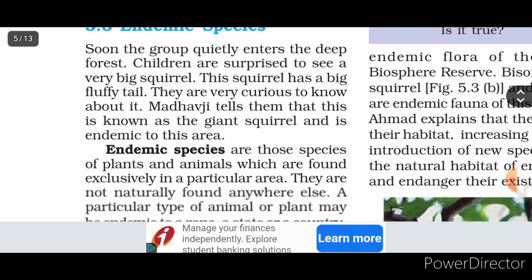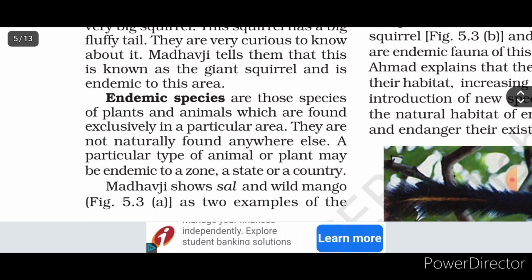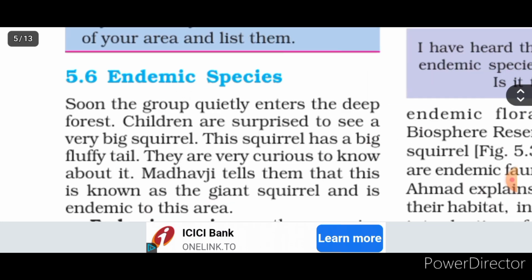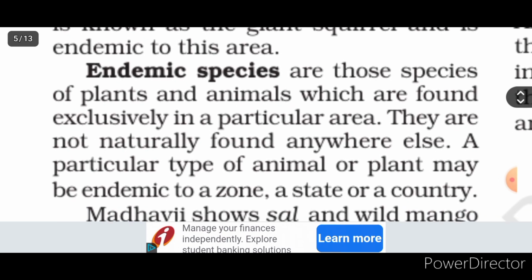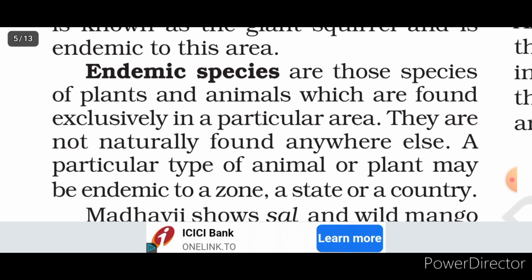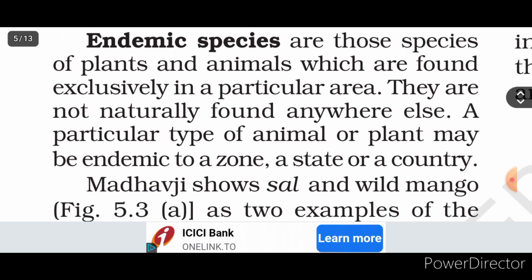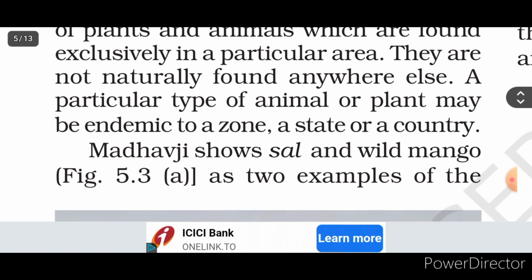Endemic species. Endemic species are those species of plants and animals which are found exclusively in a particular area. They are not naturally found anywhere else. A particular type of animal or plant may be endemic to a zone, a state, or a country.